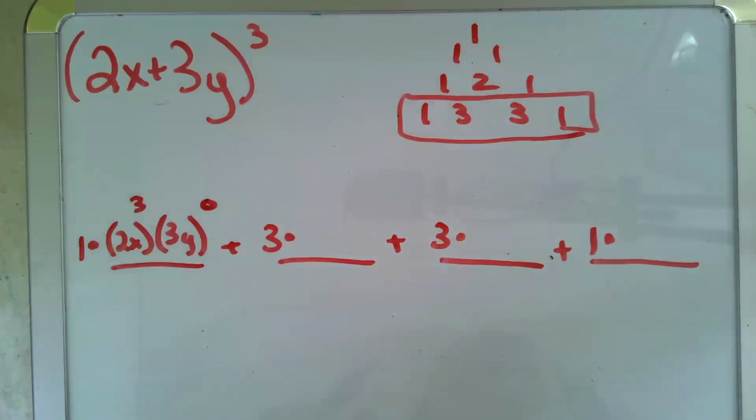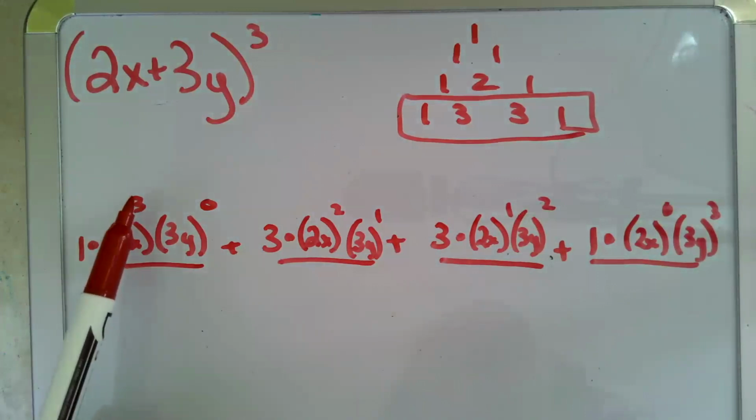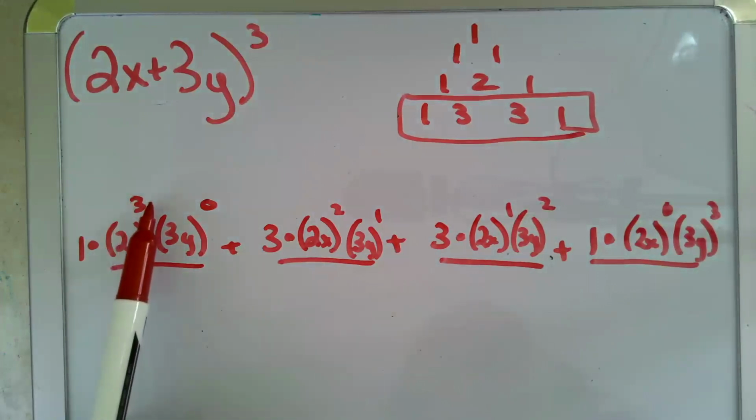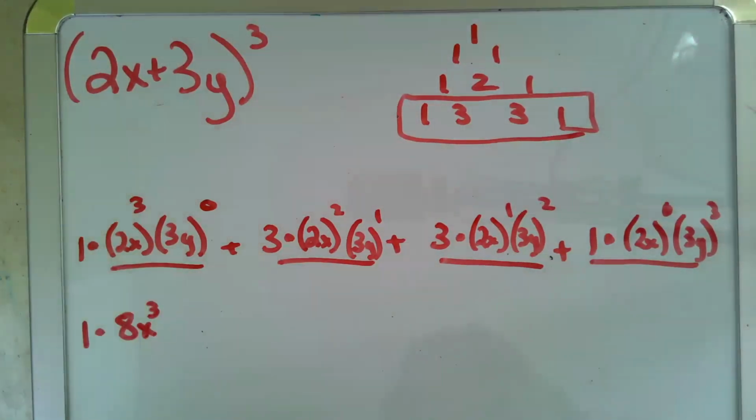Okay, pause the video, lay in the rest of these terms, and then come check and see if you got the same thing I did. Okay, is that what everybody got? Good. Okay, now let's start to expand these. What I want to remind you here, as you raise 2x to the third, that is 2 to the third times x to the third. So I do not want to see 6 here. I want to see 8x to the third.